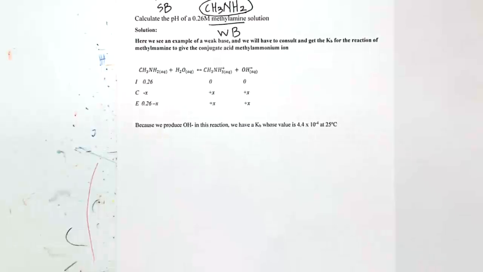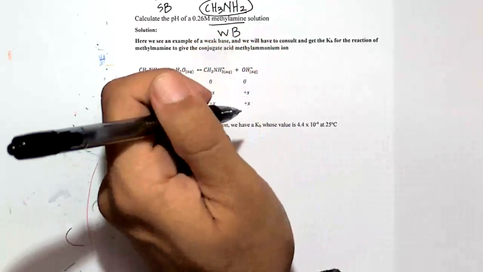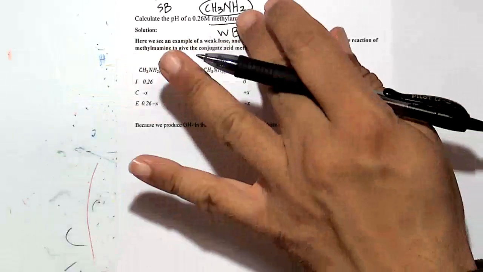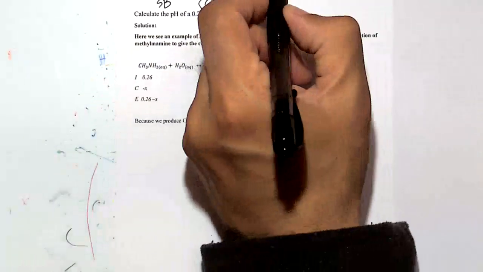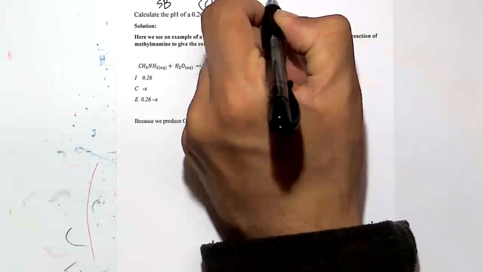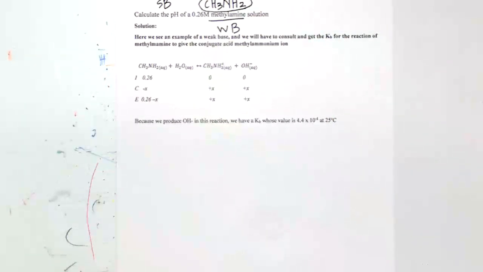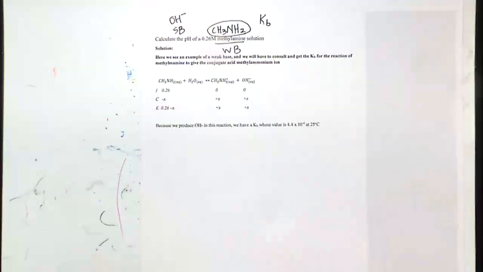maybe not even in this class, maybe for your higher level exams, you have to write the equation. Okay, so I'll give you the formula. You need to know that it's a weak base, and weak bases have a Kb. Okay? Weak bases have a Kb.